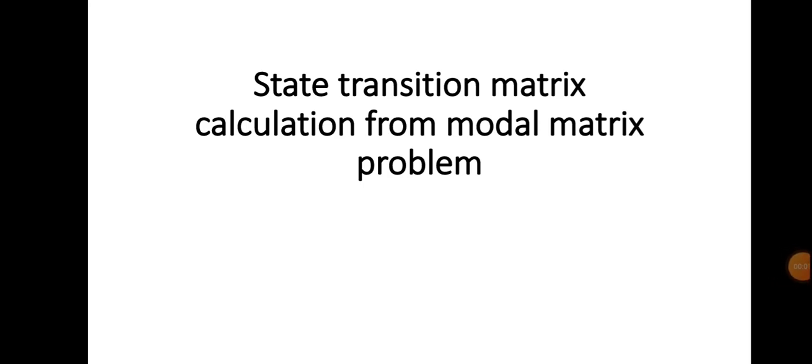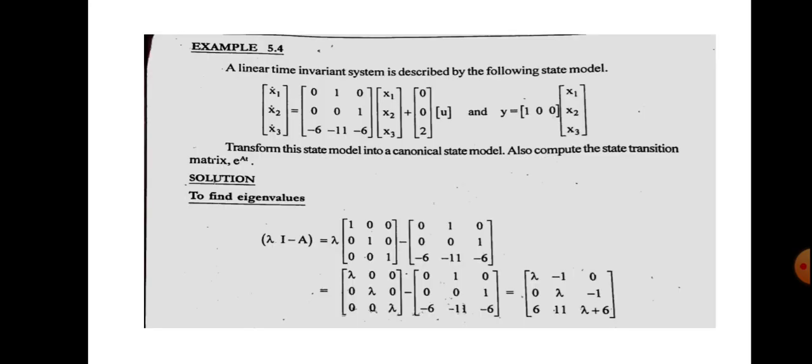In this session, we will discuss a problem to get the state transition matrix. The question is, a linear time invariant system is described by the following state model. The state model is x dot equal to A into x plus B into u. That is the general form, where A is this matrix and x is the matrix x1, x2, x3. The x dot matrix is this one, that is x1 dot, x2 dot, x3 dot, and u is given here.